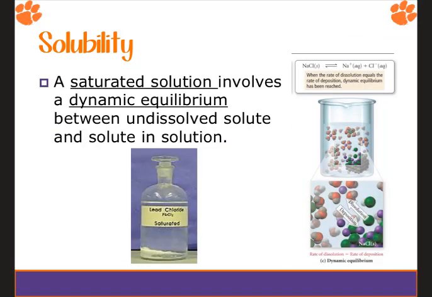So these saturated solutions involve a dynamic equilibrium between the undissolved solute and the dissolved solute, the solute that's in the solution. So they're always falling back out, and then the ones that have crystallized are going back into solution. So it's just a constant back and forth with these guys.